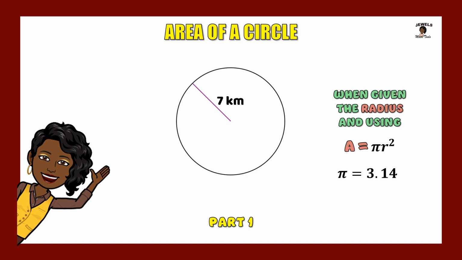In our session today, we are calculating the area of our circle when we're given the radius and our pi is equal to 3.14. And if you are ready to see how this is done, let's get started.